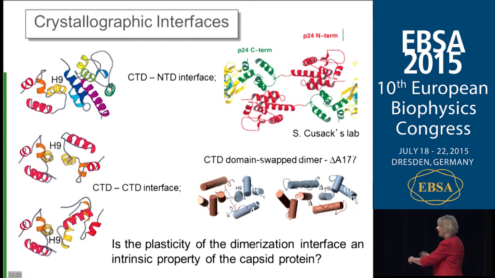And even in the head-to-tail dimer of the NTD-CTD in the full-length protein, you can see that helix 9, which is really the helix that is at the interface in the C-terminal domain, is also the helix that makes the interaction there. So the question arises, is this plasticity that you see in the intermolecular interaction in these dimers important for capsid function and assembly?